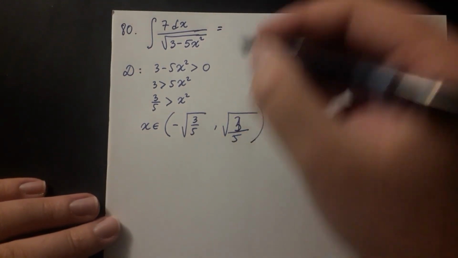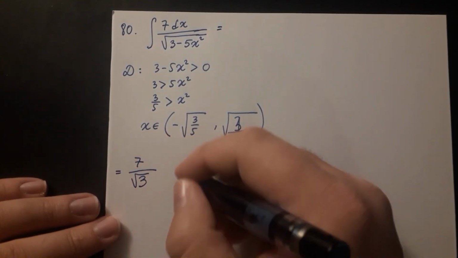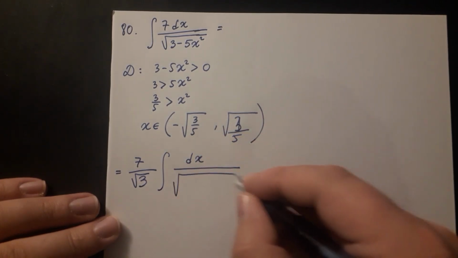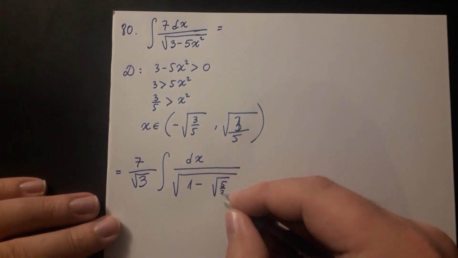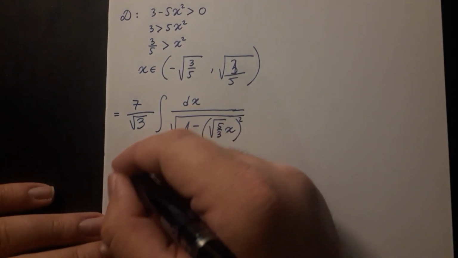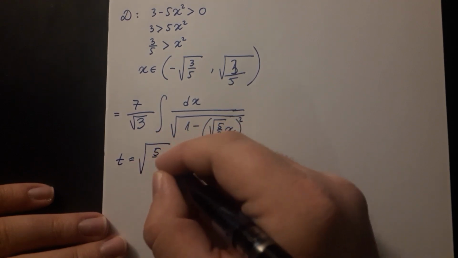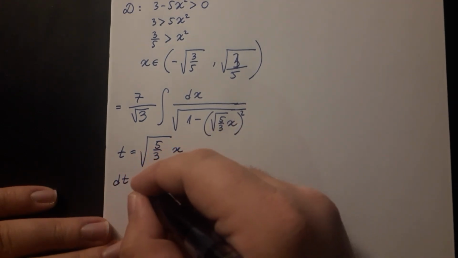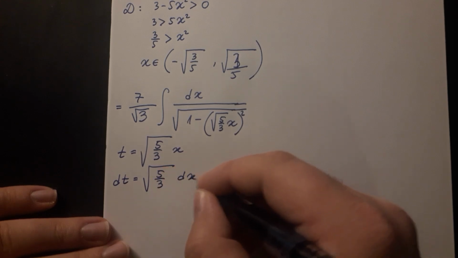Now this integral can be written as 7 divided by a square root of 3, integral of dx divided by a square root of 1 minus a square root of 5 over 3 x, squared. We can now introduce a substitution t, that t is equal to a square root of 5 over 3 x, and then we get that the differential of t is equal to a square root of 5 over 3 dx.